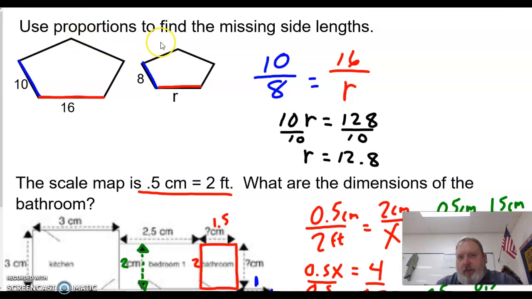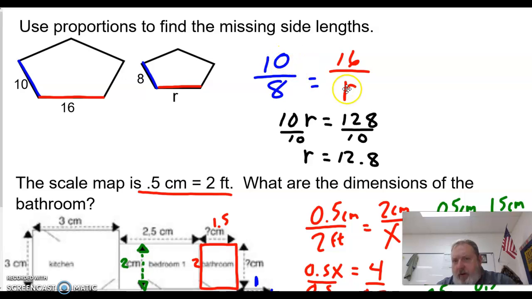So this first one here, it says use proportions to find the missing side lengths. So you can see these two shapes here, our pentagons, are similar, and we are going to match up the blue side with the red side. So the big one here, 10 over 8, is going to equal 16 over r. And so now we have a proportion that will allow us to find the missing side length for the smaller pentagon. And again, we know how to solve proportions.